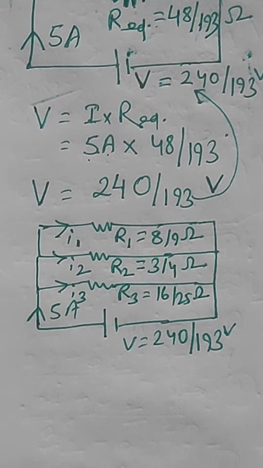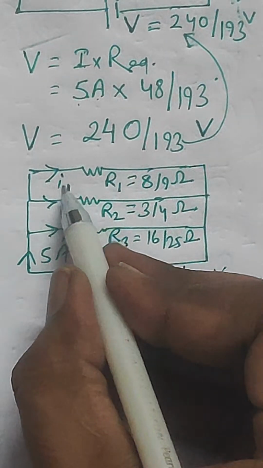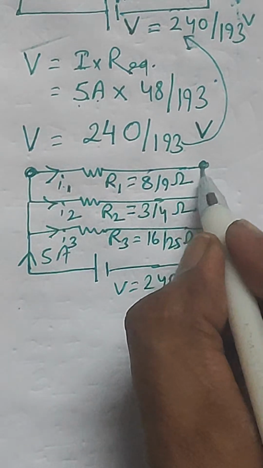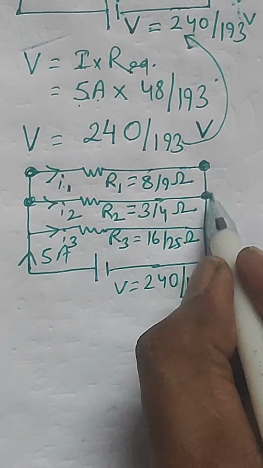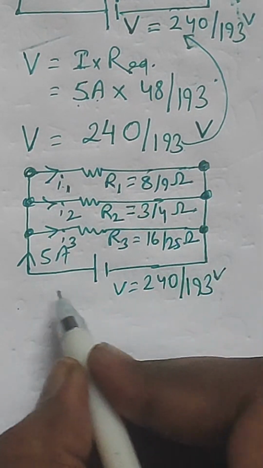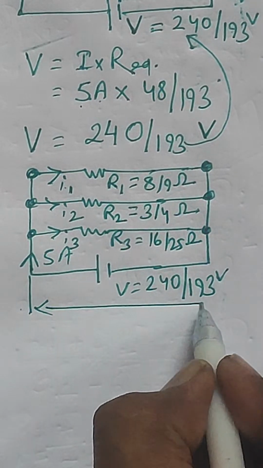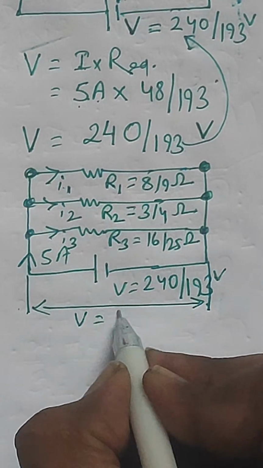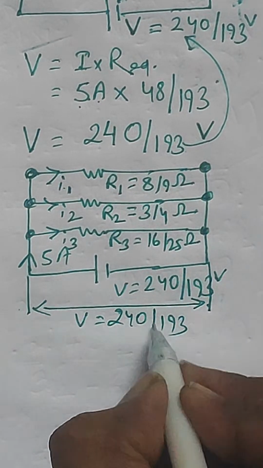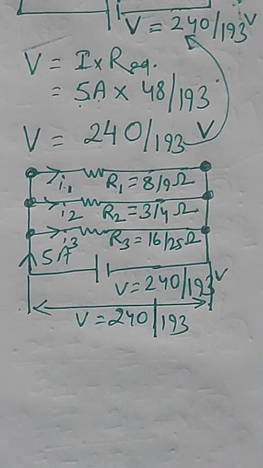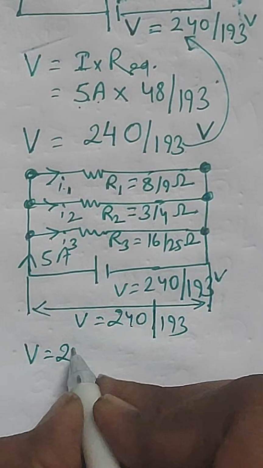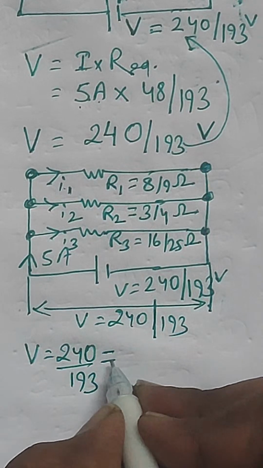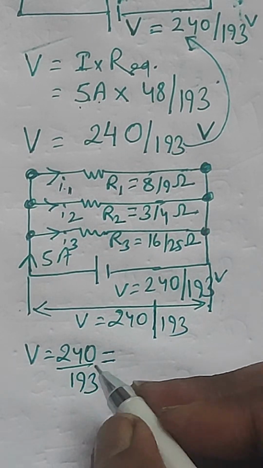So here just apply the voltage across this length L1, across this length L2, and across this length, it will always be the same, because you can see this is a parallel connected circuit and voltage is always equal to 240 by 193 for all these three branches. So voltage equal to 240 by 193 will be equal to, just apply the KVL, Kirchhoff's voltage law.